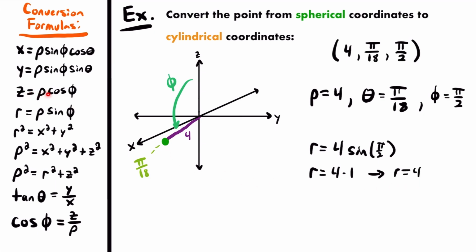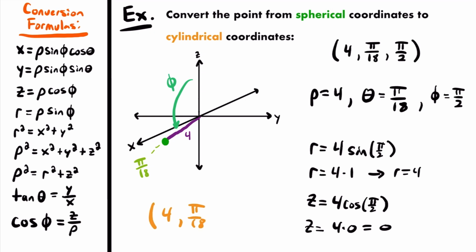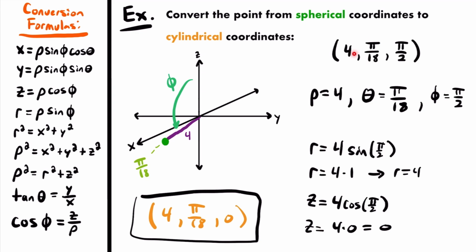And then let's find z. We just want to use this formula right here. It's basically the same as this one down here, but just solved for z. So z will be equal to rho times cosine of phi. So we'll have z equals rho, which is 4, times cosine of phi, which is pi divided by 2, and cosine of pi divided by 2 is 0. So z is equal to 4 times 0, which is 0. All right, so putting all those coordinates together, we get cylindrical coordinates of 4, pi divided by 18, because theta stays the same, and then z is 0.